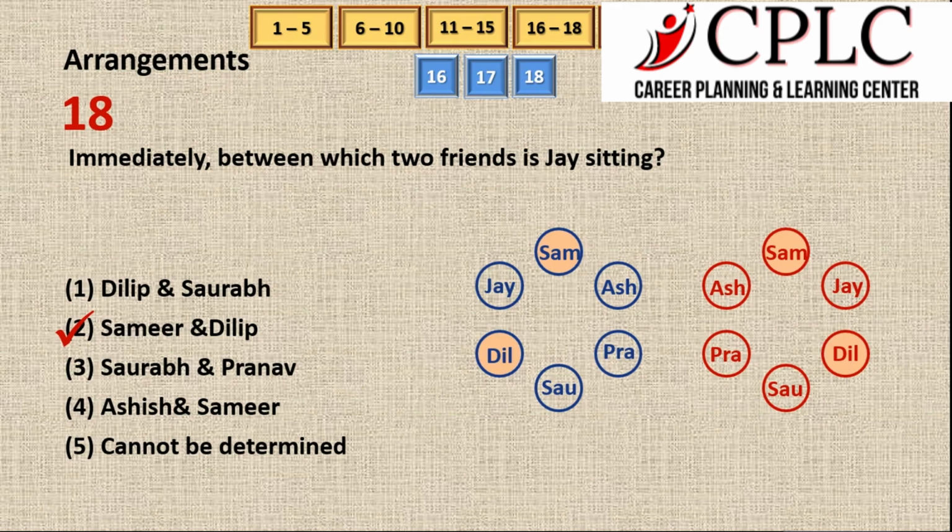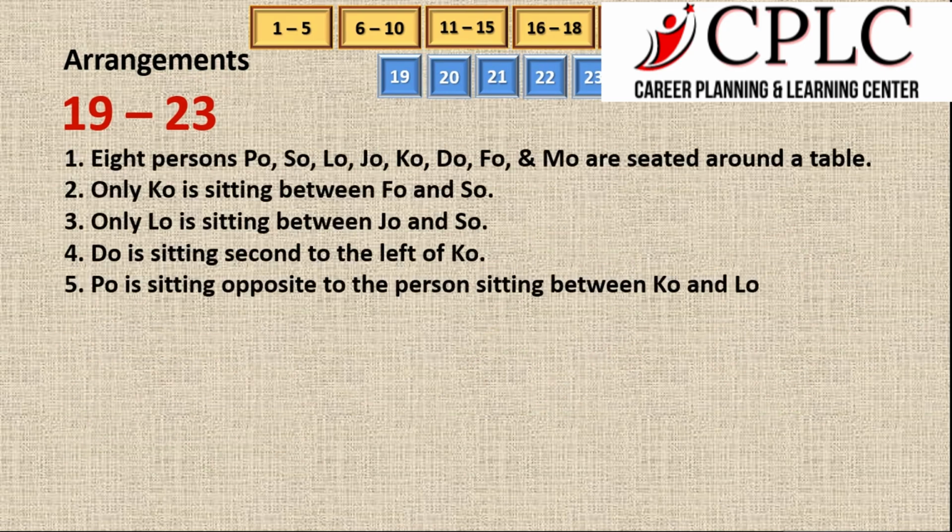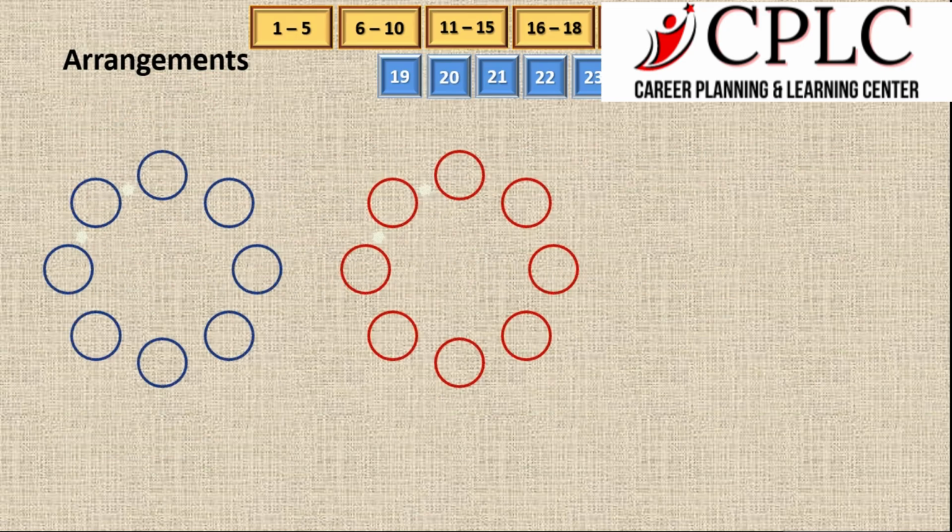I hope you are getting how we are thinking and applying the basics that we have learned earlier. Last one, similar to circular arrangements, a lot of data is given, and start solving this. 8 people sitting around the table. So the second point itself will give you two possibilities. Only K is sitting between F and S, but because left or right is not mentioned, F and S can exchange their positions. These are small things that you should realize in the beginning itself.